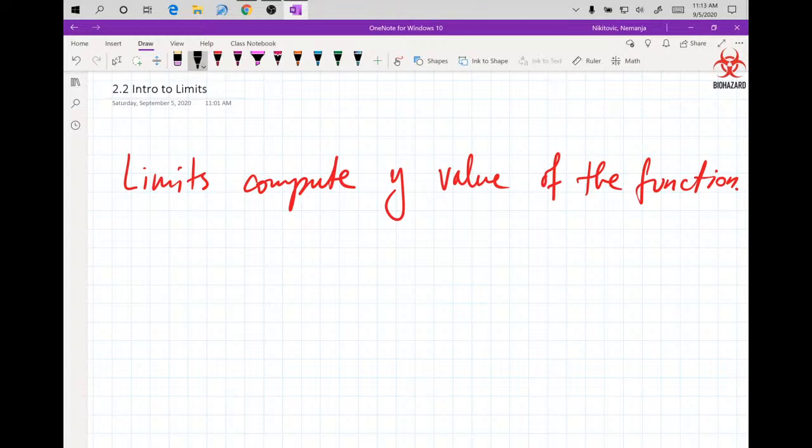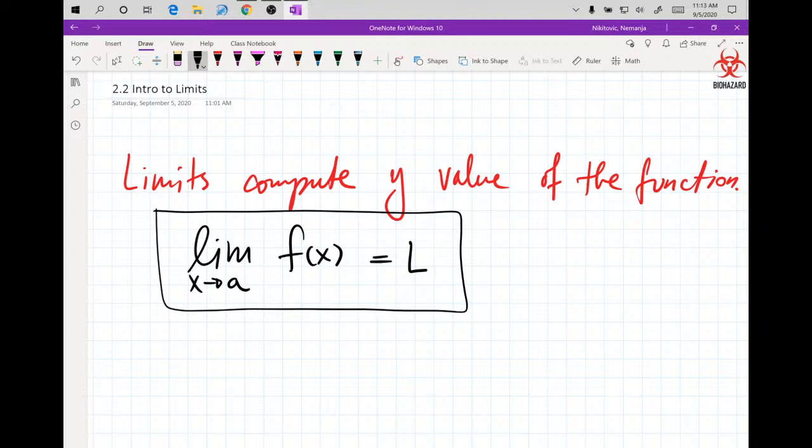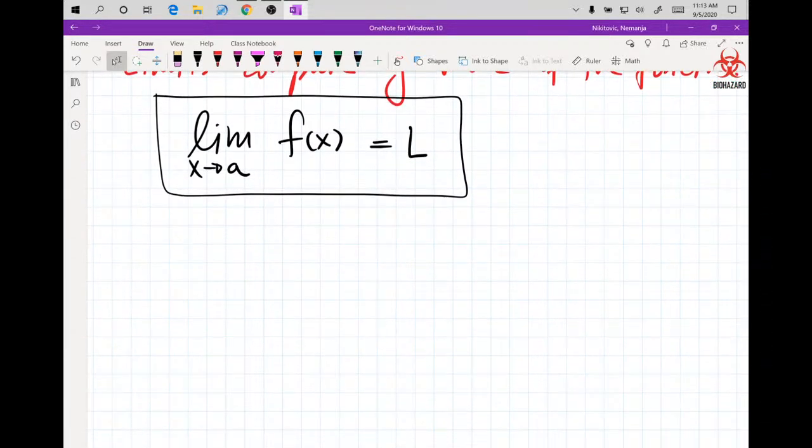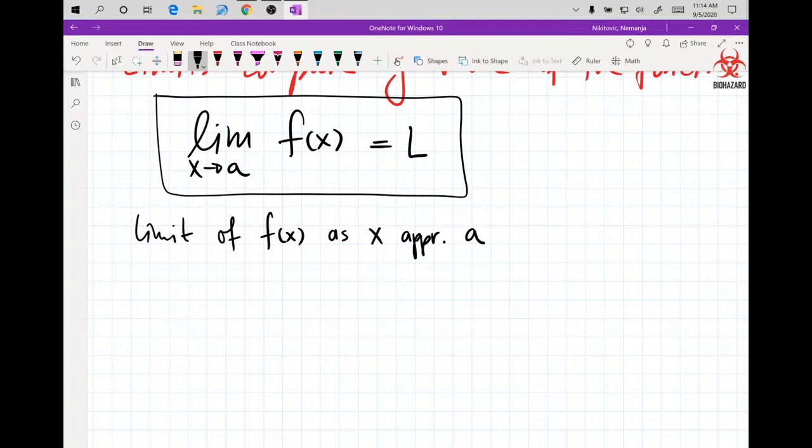So we have the notation as the limit of f of x as x approaches some value a will give us a value L. So this is the notation for the limit, and the way to read this is limit of f of x as x approaches a is L. So that's the way to read the limit.